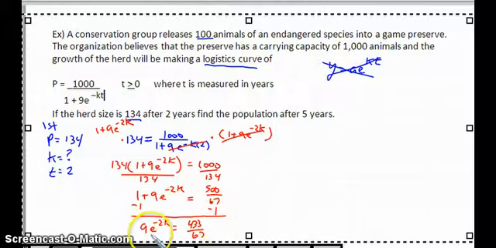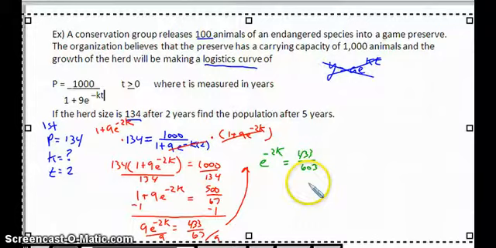Then I have to get rid of the 9, so I'll divide by 9. I end up with e to the negative 2k equals 433 over 603 now. Now I'm at the point where I can actually apply logs to both sides to be able to solve this. So I'm going to have to apply the natural log to both sides. And the reason I do that is so that I can move the negative 2k as a coefficient.